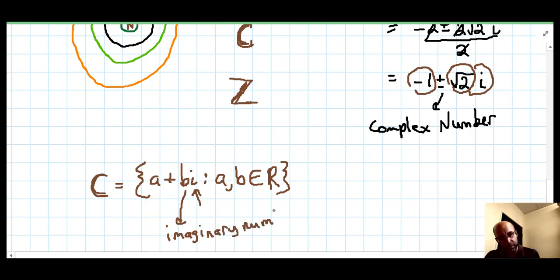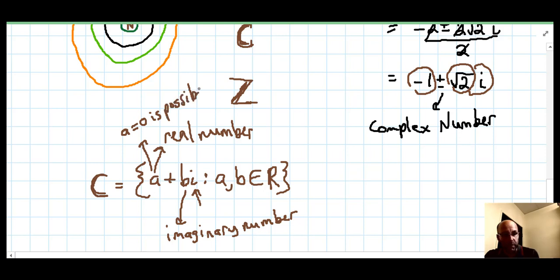It exists, but it's called an imaginary number. There's a story that goes with that some other time. And a is a real number, and together they make a complex number. Note that a can be equal to 0. It is possible. You won't see it much, but sometimes a equal to 0 is possible. So you would just have something like 7i, still called a complex number, 0 plus 7i.